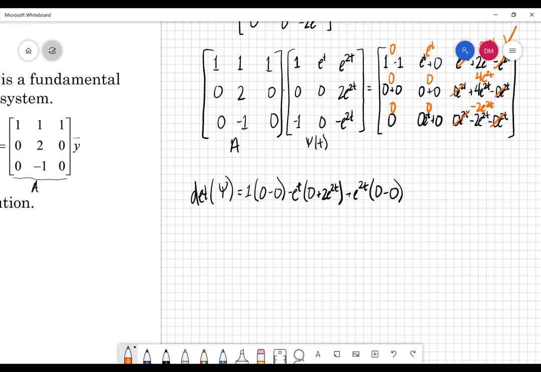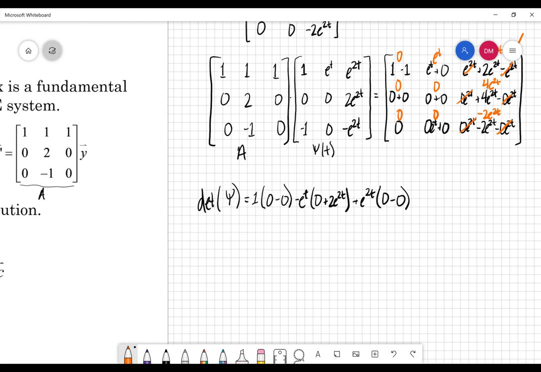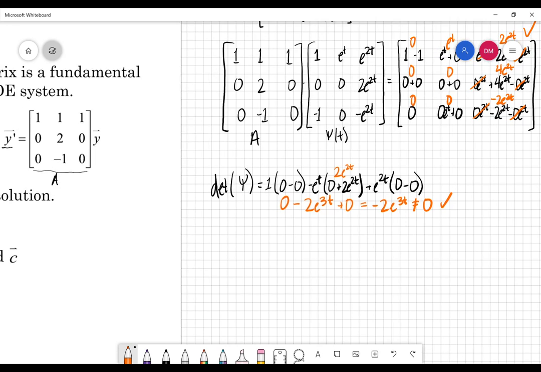All right, the other way is to find the determinant of our 3 by 3 fundamental matrix here. So I did that, and we got 1 times 0 here, which would just be 0. We get negative e to the t times 2e to the 2t, so it looks like we're getting negative 2e to the 3t. And then here, e to the t times 0 would just be 0. So I got negative 2e to the 3t for the determinant, which is not equal to 0, which means this also checks out that we have a fundamental solution.